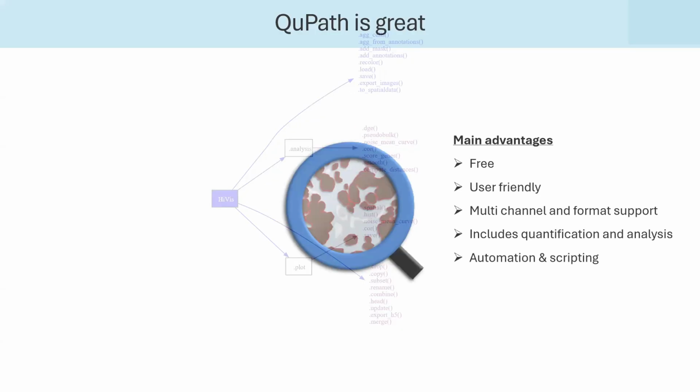Yeah, so now let's talk about QPath a little bit. QPath is a software, it's free, it's user-friendly. I highly recommend using this for image analysis. It supports lots of image data types and channels, and it includes lots of tools inside it. And also, you can automate and script everything inside, so you can reproduce the results very easily.